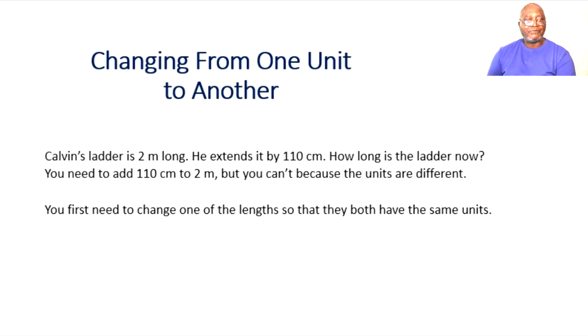Here you have Calvin's ladder is 2 meters long. He extends it by 110 centimeters. How long is the ladder now? You need to add 110 centimeters to 2 meters, but you can't because the units are different. So you first need to change one of the lengths so that they both have the same unit.